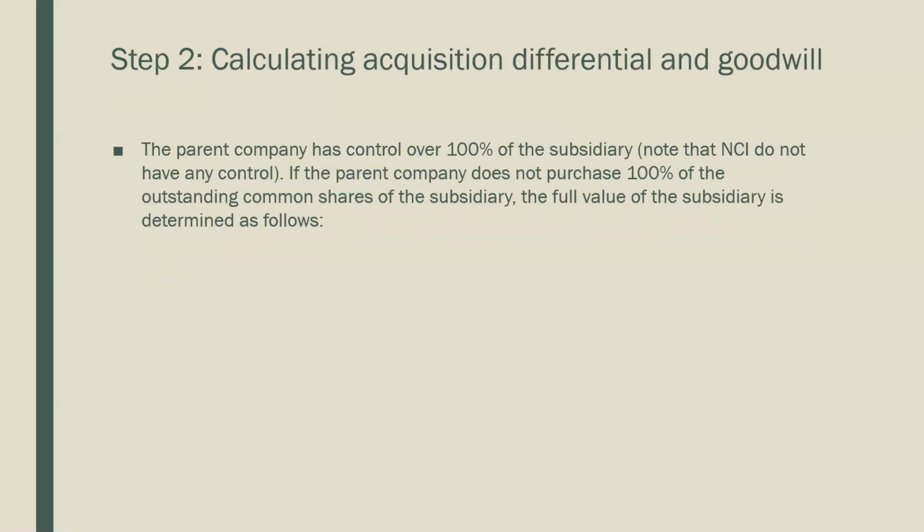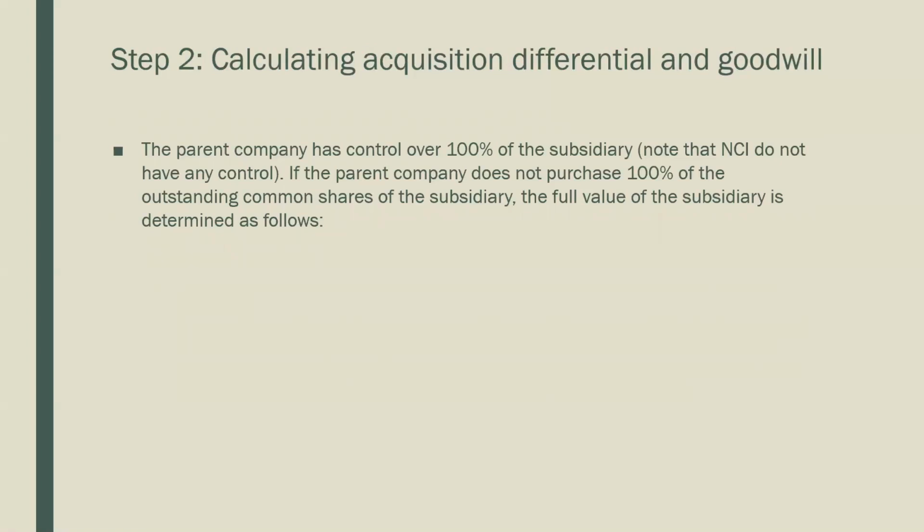Step 2, calculating acquisition differential and goodwill. It's important to keep in mind that the parent company will control 100% of the subsidiary, even if the parent company does not own 100% of the subsidiary. NCI, by definition, does not have any control. Non-controlling means no control.